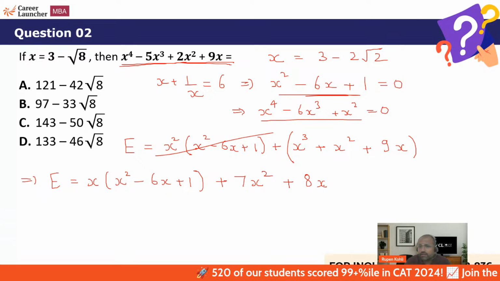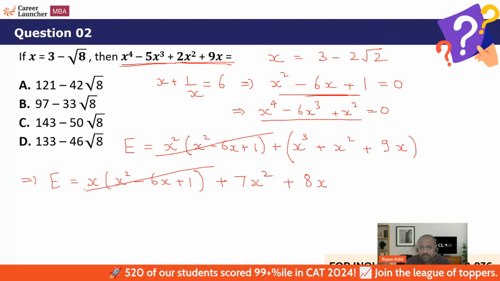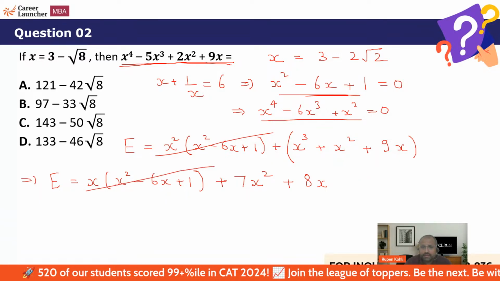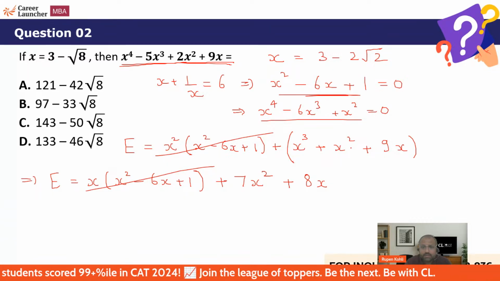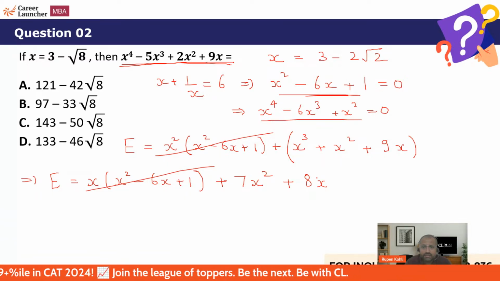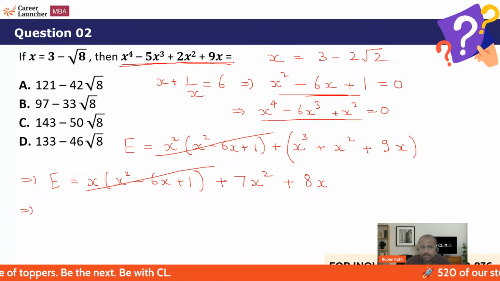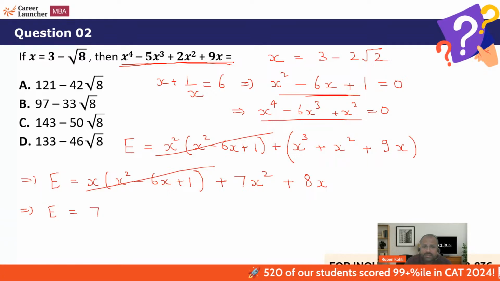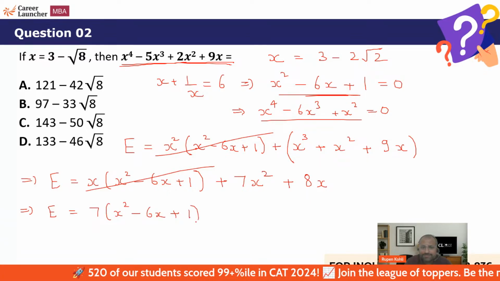So that is what we are now left with. This again becomes 0, right? X cube was there, minus 6 plus 7 plus x, 1x square, x plus 8x, 9x. Now I have this. Once again, I think this is the last step, I guess. So I'll write 7 into x square minus 6x plus 1 simply, right?